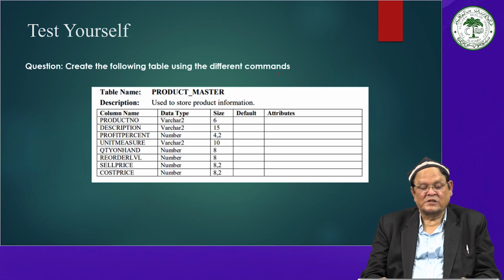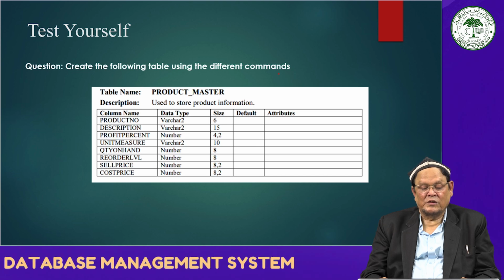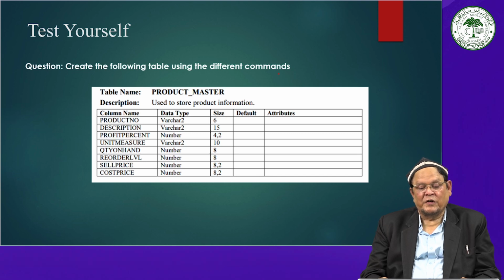Reorder level is number data type. Sell price data type is number. Cost price is also number, and the size is 8,2. So by using this product master table, you have to use all the commands. The question is: create the following table using the different commands.